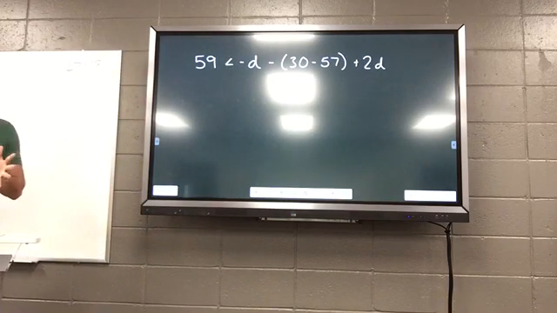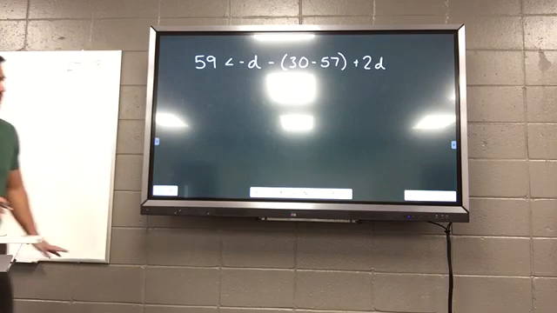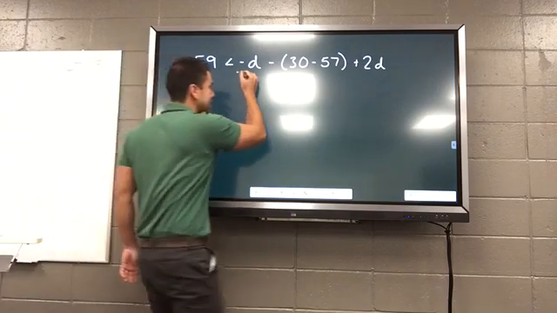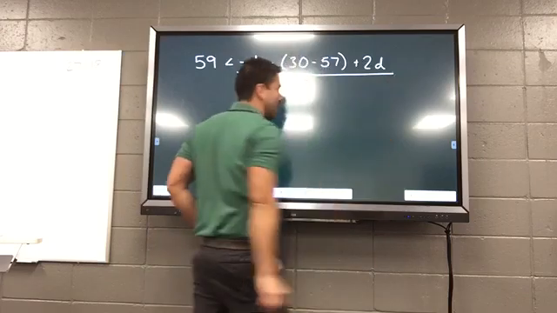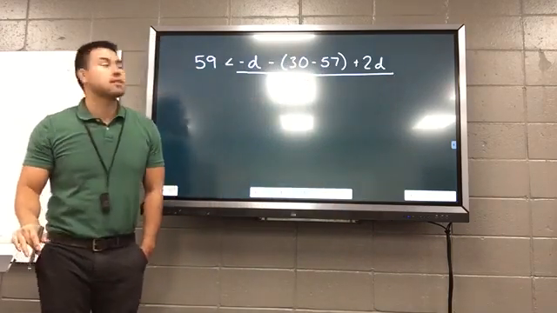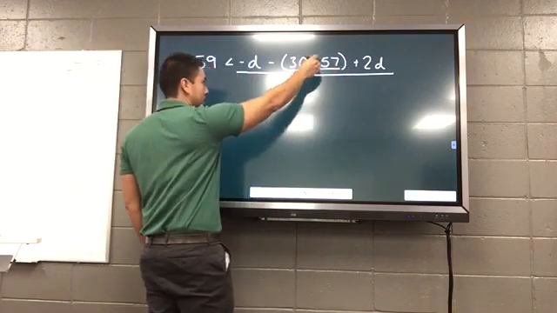Don't get overwhelmed by the problem. You ask yourself the same questions. Are both sides simplified? No, one side is really not simplified. And so you're looking at it saying, what can I do to make this side as simple as possible? What do you have to deal with first? Yeah, deal with what's in the parentheses here. So what's 30 minus 57?